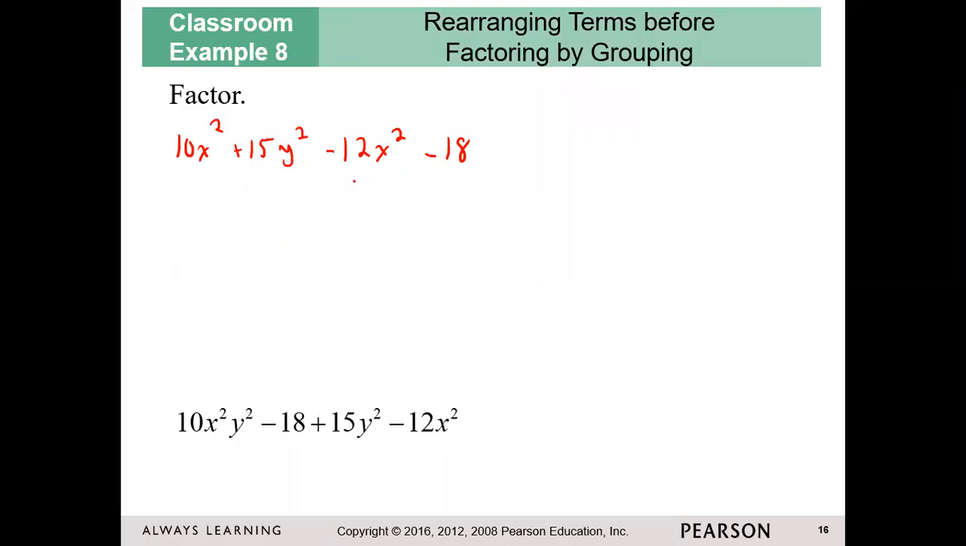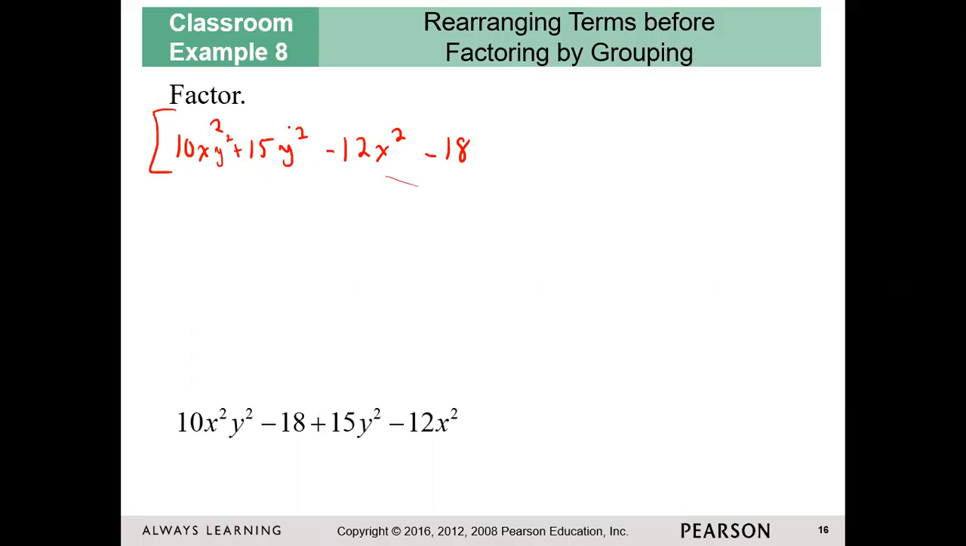Now you can move this x squared over here as well, that wouldn't change anything. Oh, missed the y squared. There it is. So again, you can move this x squared over there if you wanted to. Sometimes there are multiple ways to rearrange the order and get the same answer. So this is just the one that I'm picking.